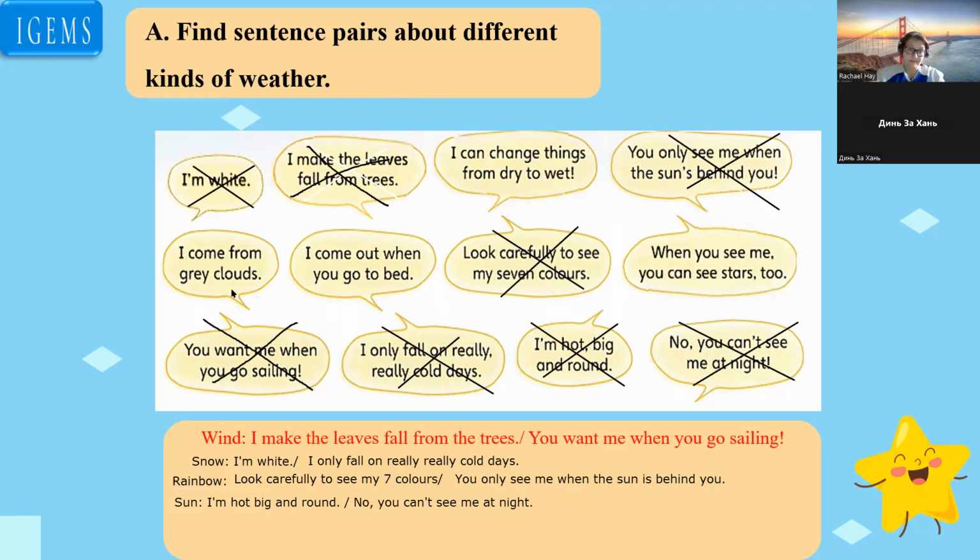I come from gray clouds. Good. What does this say? I come out when you go to bed. Yes, and this one? I can change things from dry to wet. Okay, and what does this say? When you see me, you can see stars too. Good. So, what do you think they are talking about?